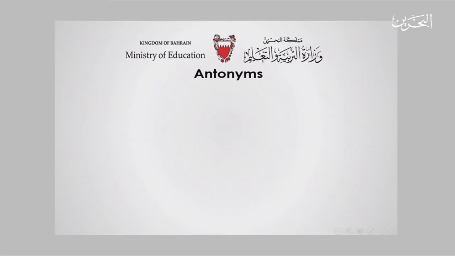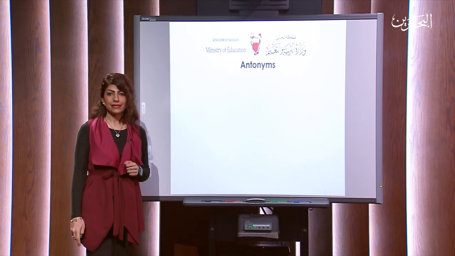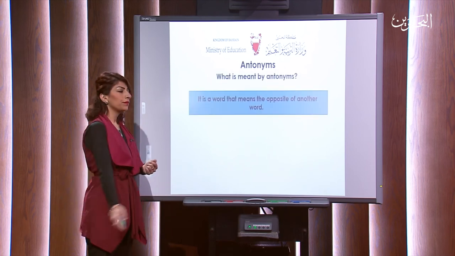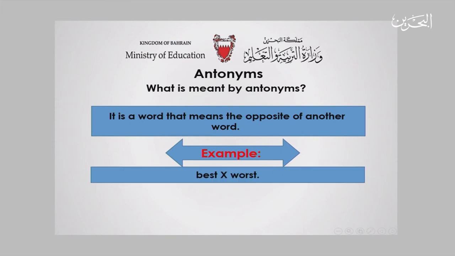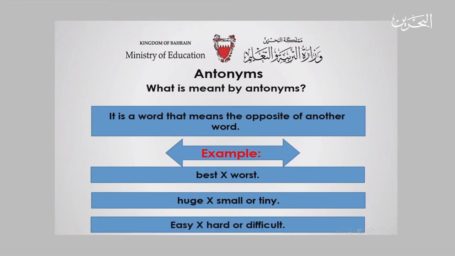Now, let's move to the second objective, which is a very interesting and important part of speech, which is the antonyms. Pay attention to this word, antonyms. What is an antonym? What is meant by antonym? Here we go. It is a word that means the opposite of another word. What is the meaning of opposite? It means that something is contrasting the other thing. Let's see an example. Best, worst. This indicates the opposite. Huge, small or tiny. Easy, hard or difficult. These words are the opposite. In other words, they are antonyms.